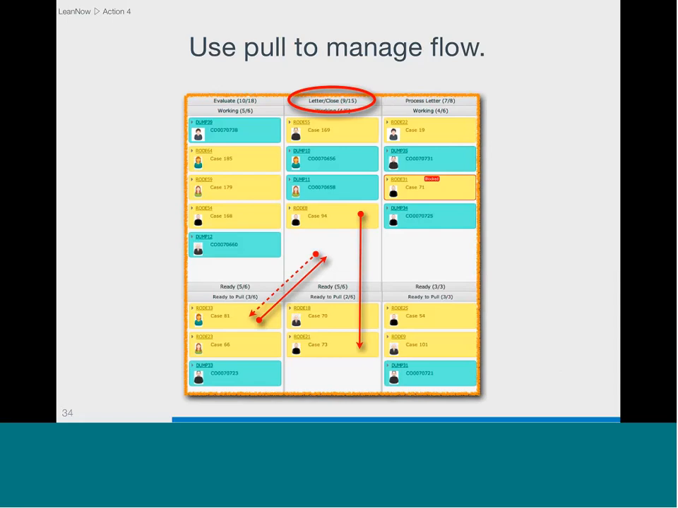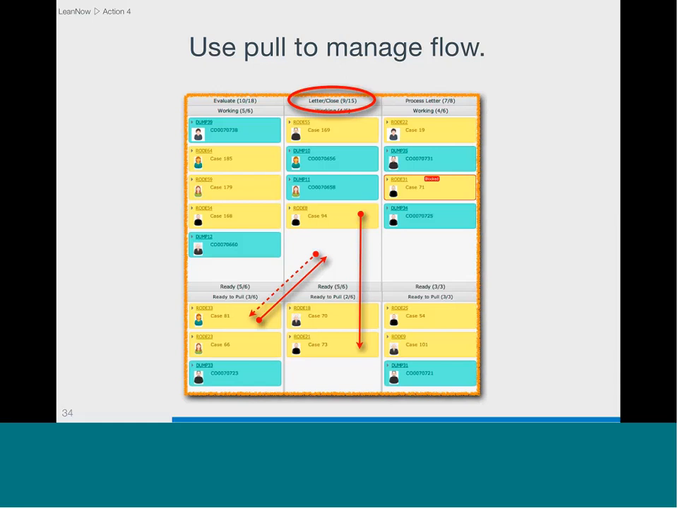So here's an example of just a piece of a Kanban board. And you notice at the top it says letter/close. That's writing a letter to the violator or closing the complaint. And it has a limit of 15 in that column, and there's 9 in the column right now, so we're okay, nothing's turned red. If we want to get more work, and we're allowed to because we're not at our limit, we go to the column before and we drag something over. So I'm going to grab that case 81, and I'm going to pull it over to my working column, and that'll allow more work to be pulled into the column before me. At the same time, I'm going to complete case 94, which is a rodent complaint, and I'll move it down into that area that's called ready to pull down at the bottom of the diagram.